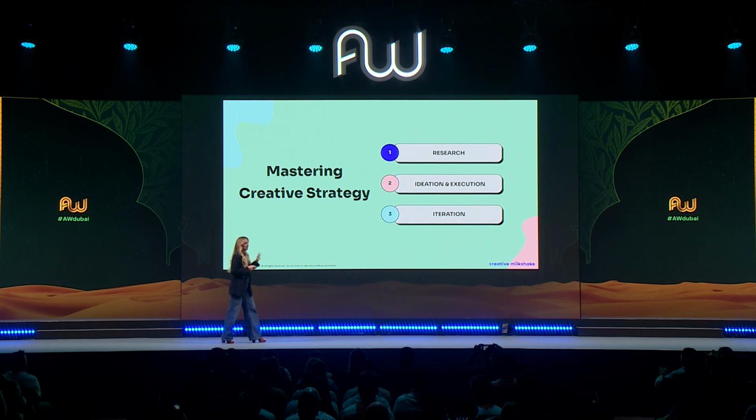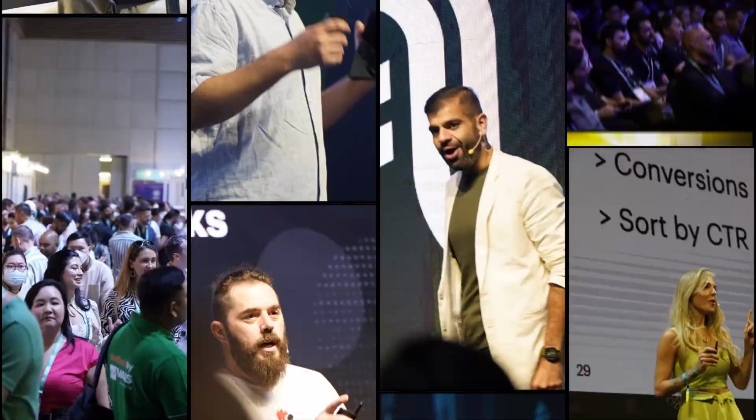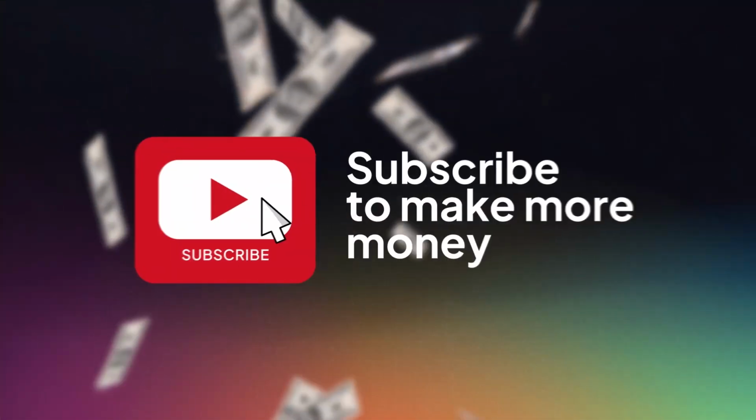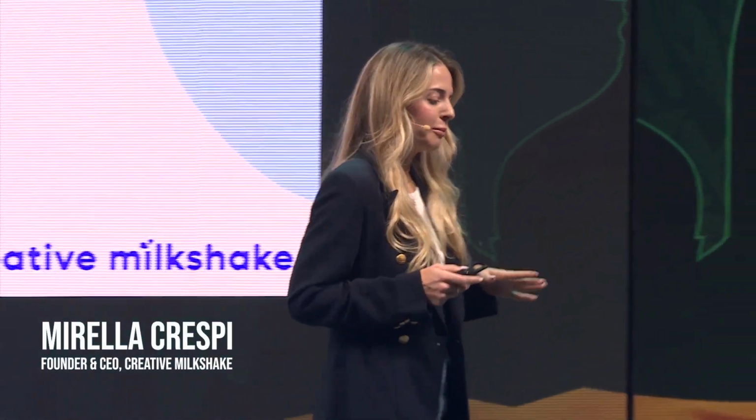So to master creative strategy, you have to understand the 3 key principles of it: research, ideation and execution, and iteration. So let's start with research, which is arguably the most important part of your creative strategy. Within research, you have 4 steps: the ad account audit, the audience research, the competitor landscape, and the trends research. Let's start with the ad account audit first.